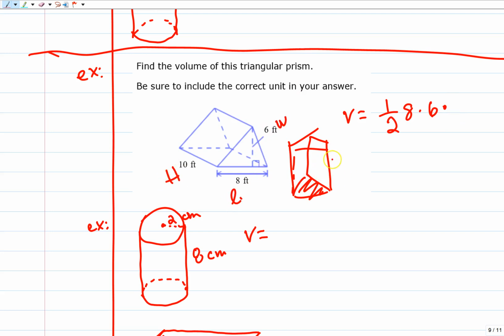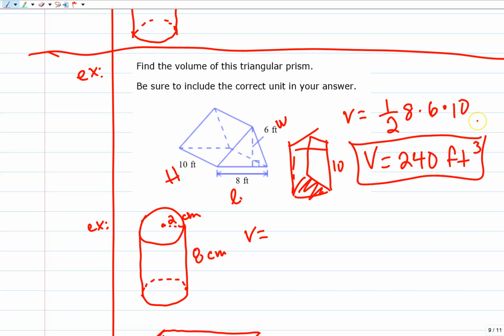So if we set it up, the height would now be 10. 1/2, 8 times 6 times 10. Half of 8 is 4. 4 times 6 is 24. 24 times 10, about 240 cubic feet. It would take 240 cubes to fill this object.